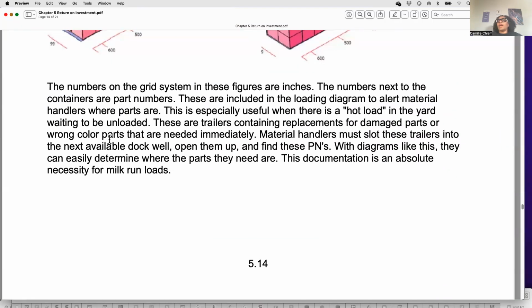Okay, so they mentioned here a hot load, right? A hot load is basically something that's needed right away. I think I mentioned early on, I kind of referenced a helicopter. You don't want to use helicopters. But a hot load is something that they know they need right away. Maybe it's expedited, or maybe they knew it was coming and it is due to come.